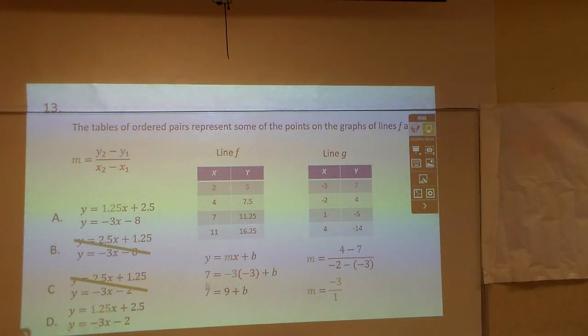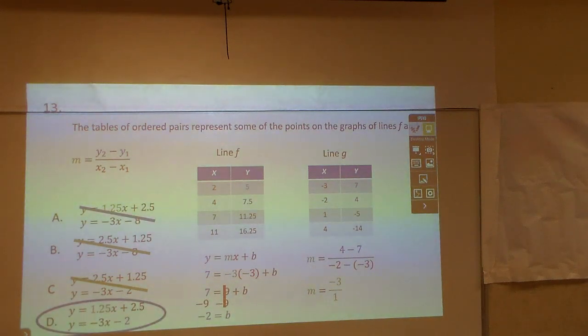I know 3 of the numbers, I can plug those in to find the 4th one. That's super easy. Negative 3 times negative 3 is 9. So 7 equals 9 plus b, minus 9 from each side like you're solving to get the b by itself. You got to undo it. So negative 2 equals b, which means my answer then is D.